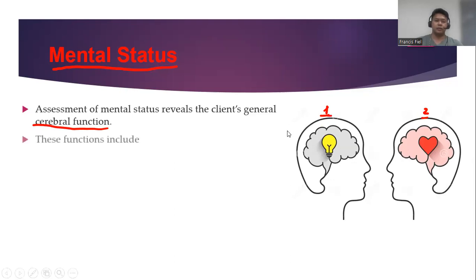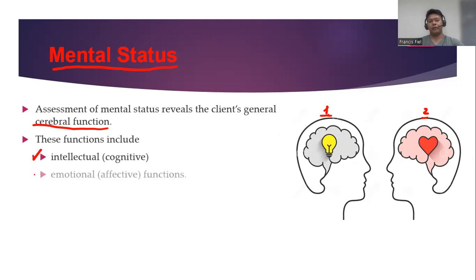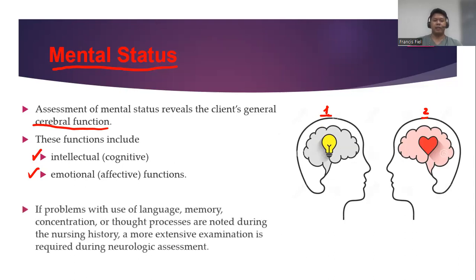All right. So these functions include our intellectual or cognitive function, and then we have our emotional or affective function. So yun yung function ng ating cerebrum, di ba? It's responsible for our thought process and also our emotional process. All right? So if problems with language, memory, concentration, or thought process are noted during the nursing history, a more extensive examination is required during the neurologic assessment.